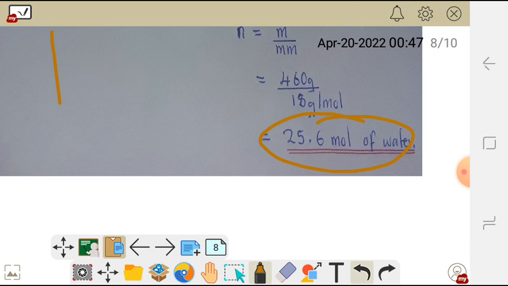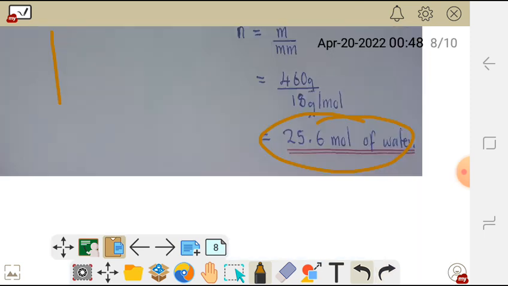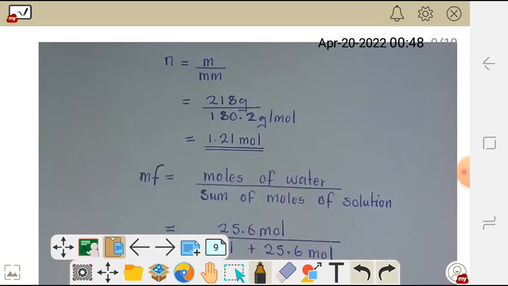So the number of moles of glucose will be the mass of glucose, which is 216 grams, over the molar mass of glucose, which we have already been given in our question. It was 180.2 grams per mole, and dividing that, we should find the number of moles of glucose to be 1.21 moles. And then from there, let's find the mole fraction.